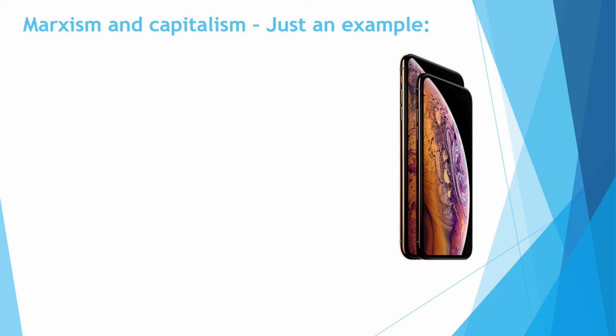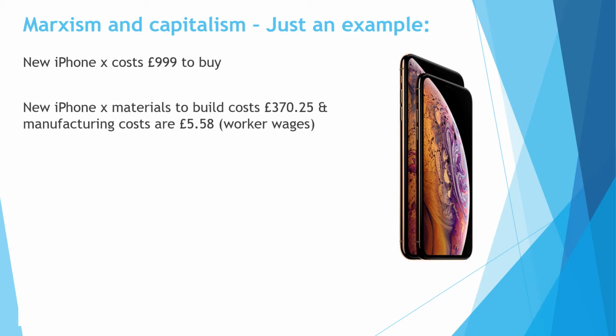So just as a quick example of Marxism and capitalism in action, we're going to think about iPhones, and you can think about the most recent iPhone or whatever version you want. But the new iPhone at the time of producing this, the iPhone X, costs £999 to buy. Now that iPhone X, with the materials it costs to build it, costs about £370 in materials, and the manufacturing costs are £5.58. So to build that phone, you're looking at about £376 roughly to build an iPhone X.